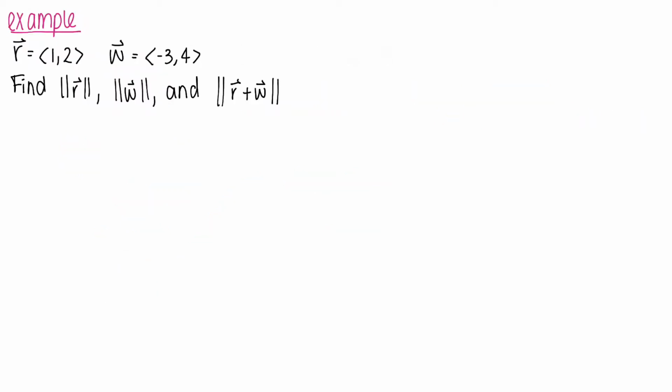Let's make it a little more fun. So we have two vectors here. We're going to find the magnitudes of r and of w, and then we're going to find the magnitude of them when they're added together. So let's start with the magnitude of r. We'll be doing a squared plus b squared, which is 1 plus 4, the square root of 1 plus 4, so square root of 5. So I can say that the magnitude of r is equal to the square root of 5.